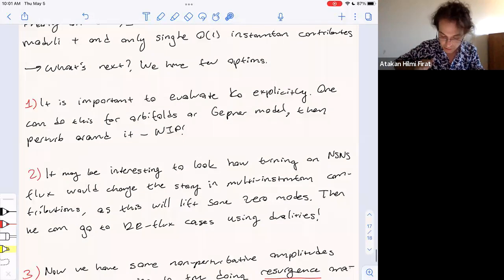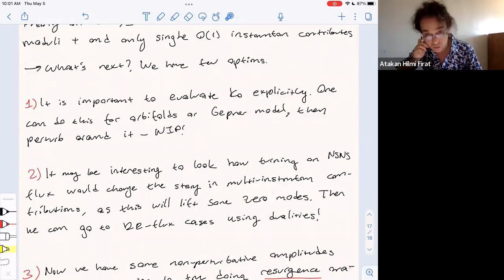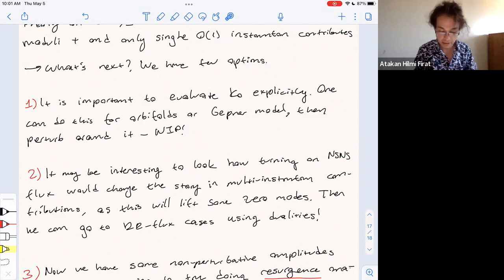Another interesting direction is to turn on some fluxes, and the simplest one would be NSNS. Because in general, if you turn on NSNS fluxes, some of the zero modes in the multi-instanton contribution should get lifted because there are additional interactions. Then they should balance this number in the multi-instanton case and give some non-zero answer. Actually, that seems to be the expectation. Then maybe one can do some dualities to map to the RR flux cases.